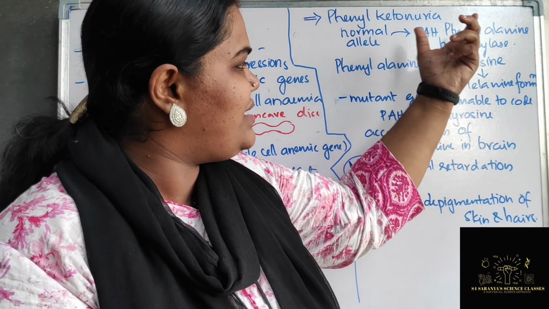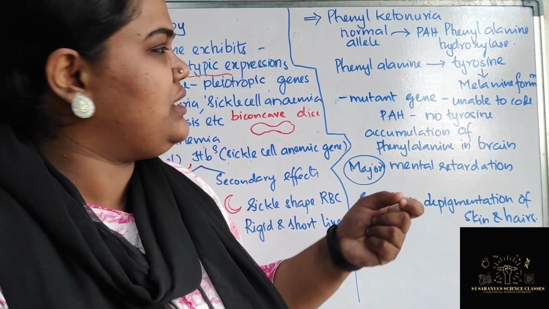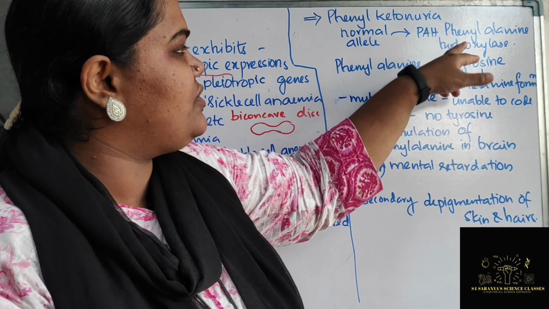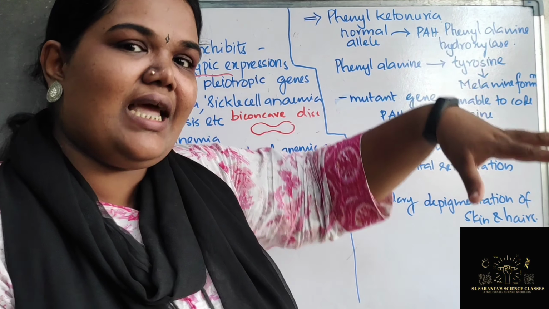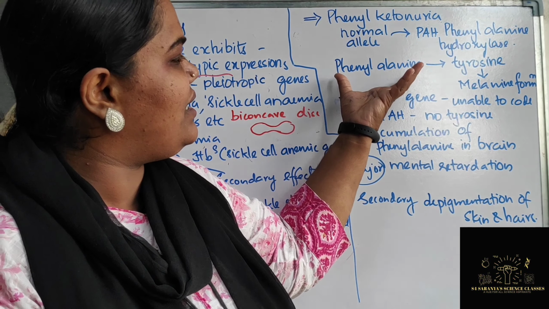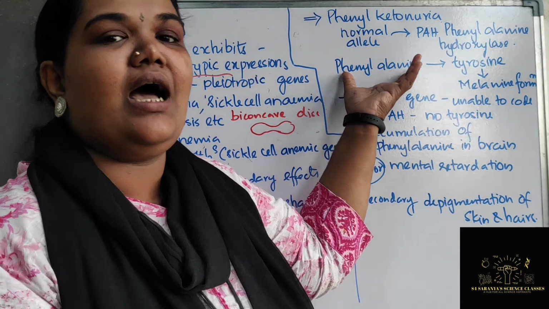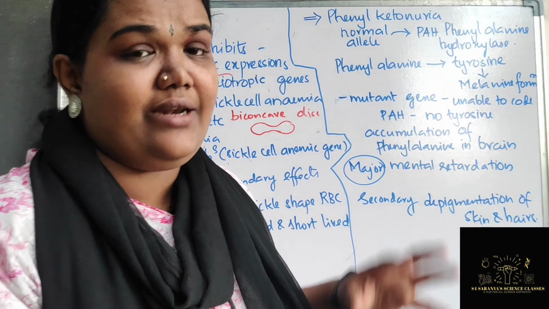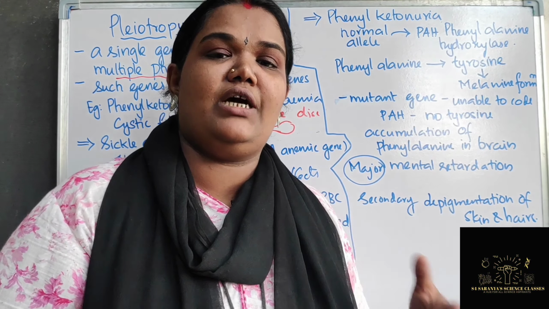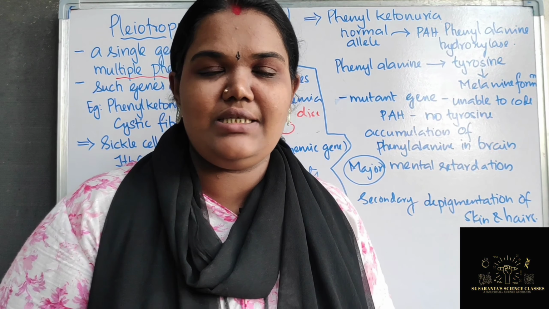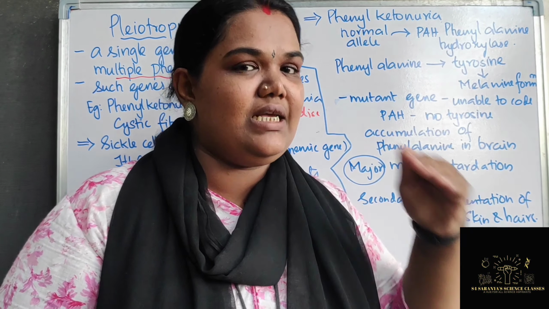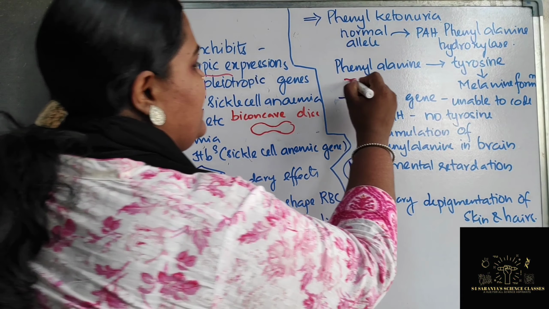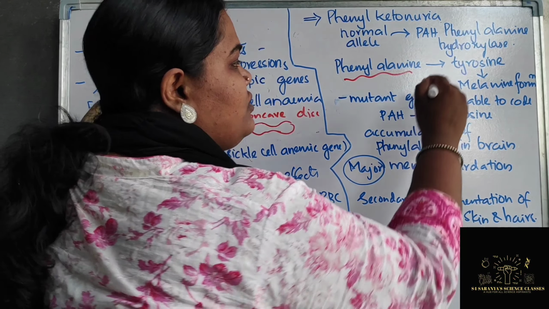If this amino acid is present, this will help for the conversion of phenylalanine into tyrosine. Sorry, not the amino acid, this is the enzyme. This will help the conversion of that phenylalanine amino acid into tyrosine, right? So here, if the normal allele, the normal gene, which will code for that phenylalanine hydroxylase, is present, it will help in the conversion of phenylalanine to tyrosine.